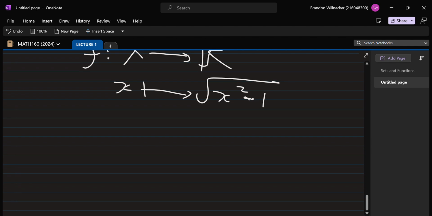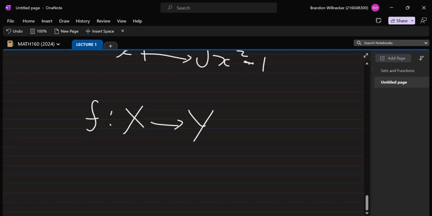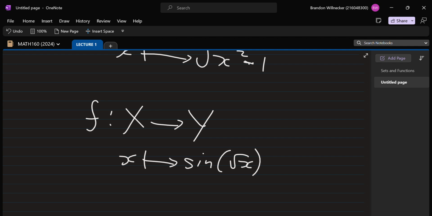Okay, so this example here, from x to y, we don't know what these are. That's up to us to define. X gets mapped to the sine of root x. Okay, so here we've got a little mess of functions there. We've got sine on the outside and the square root on the inside. Don't worry about that. That's just the rule. We don't actually need to calculate anything with that. All we're looking for are where the problems are.